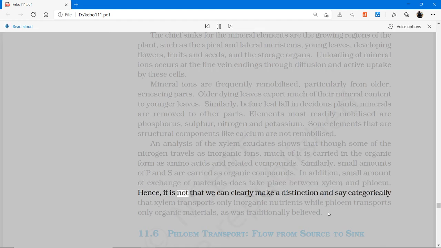Hence, we cannot clearly make a distinction and say categorically that xylem transports only inorganic nutrients while phloem transports only organic materials, as was traditionally believed. 11.6 Phloem transport, flow from source to sink.